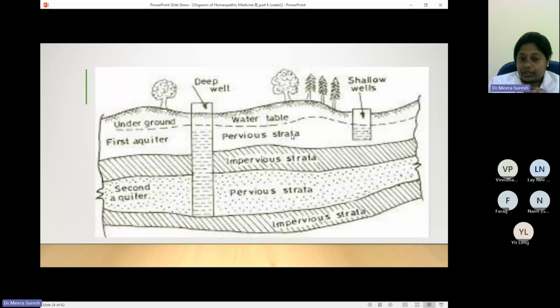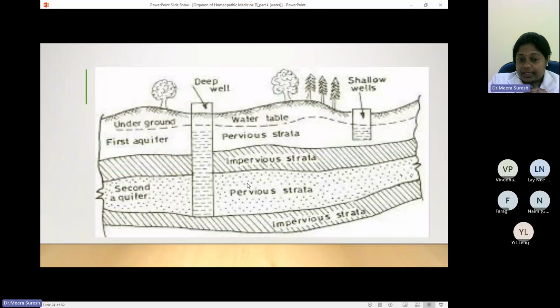So when it is a layer with sand, gravel, clay, etc., it is called pervious strata. Water will be collecting over there, and that area is also called the first aquifer. Then there is an impervious strata through which water cannot pass. It will be the layer of limestones and all.